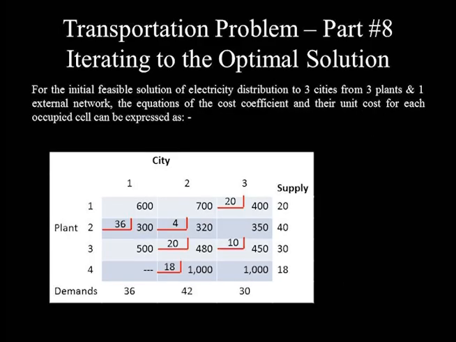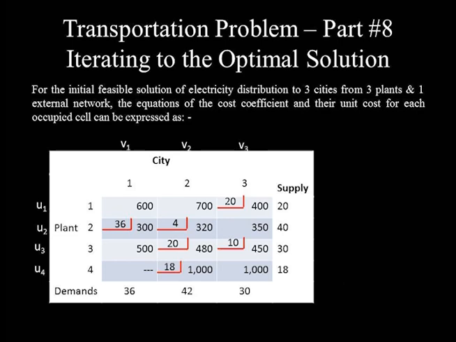For the initial feasible solution of electricity distribution to 3 cities from 3 plants and 1 external network, which we already set in part 7 of this installment, the equation of the cost coefficient and unit cost for each occupied cell can be expressed as follows. First, let's assign row indexes, that's U sub 1, U sub 2, U sub 3, and U sub 4 for the 4 rows in the table, and the column indexes V sub 1, V sub 2, and V sub 3 for the 3 columns.